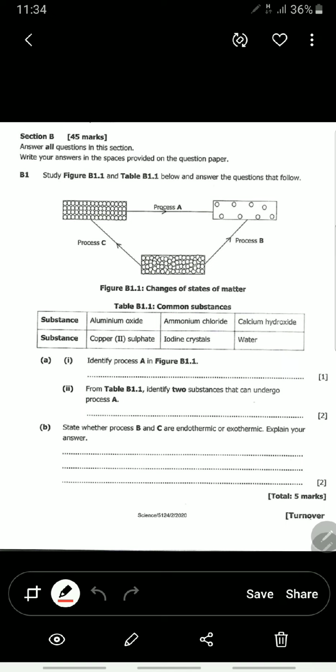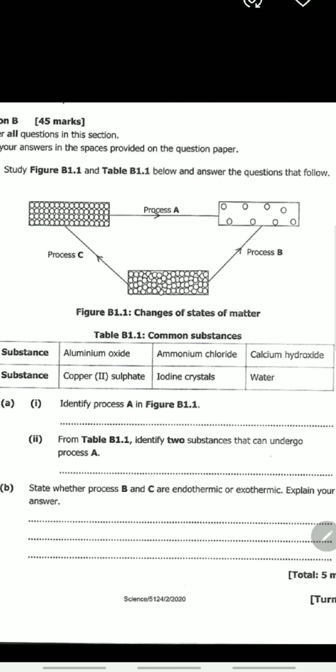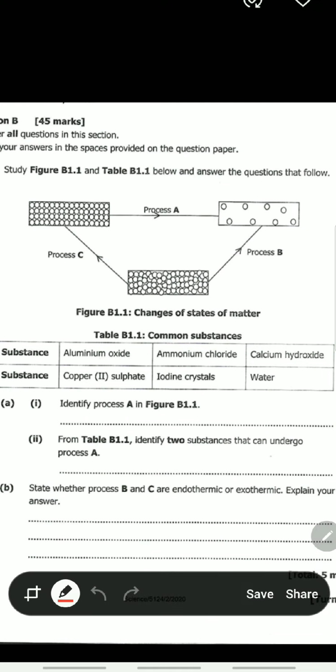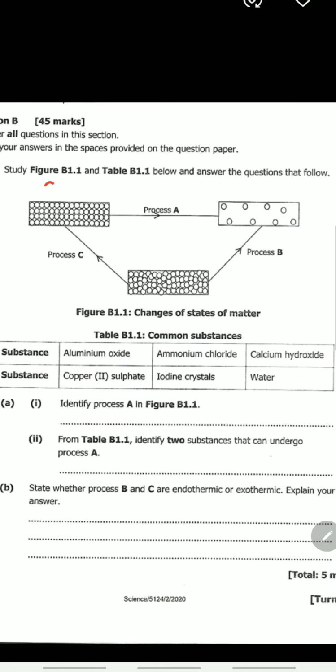Now, we are going to look at the table here. We study the table as it is stipulated here on top. If we look at the table, we are going to see different states of matter. We have this one here where the particles are in an orderly manner, in a regular pattern. So this can only be found in solids. So here we'll write solid.